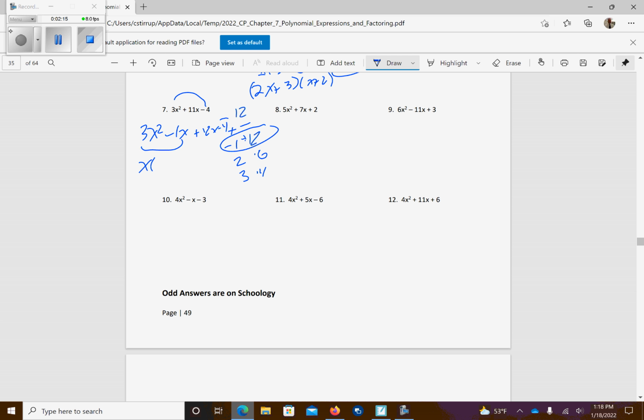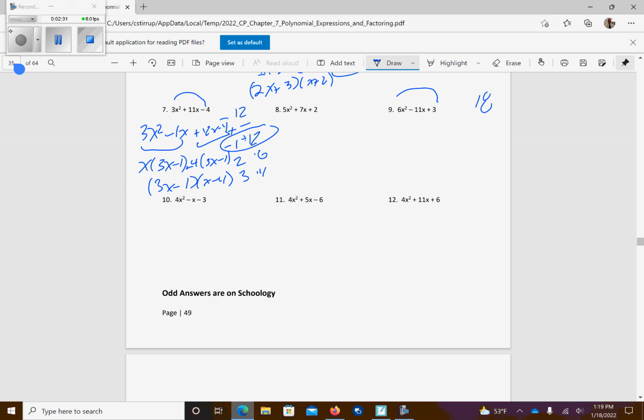I can factor an x out, that leaves me 3x minus 1. I can factor a 4 out, that's 3x minus 1. So I get 3x minus 1 and x minus 4. That's factored.